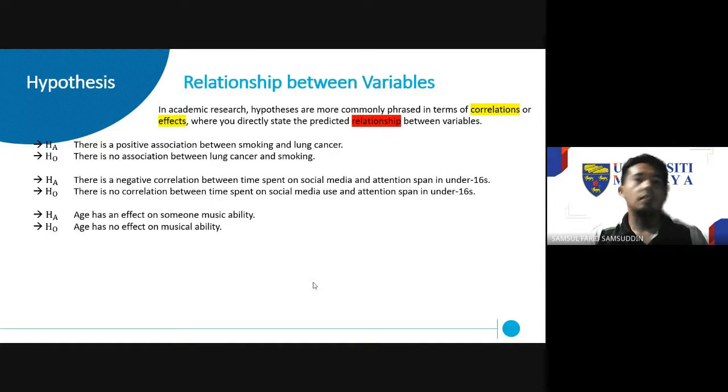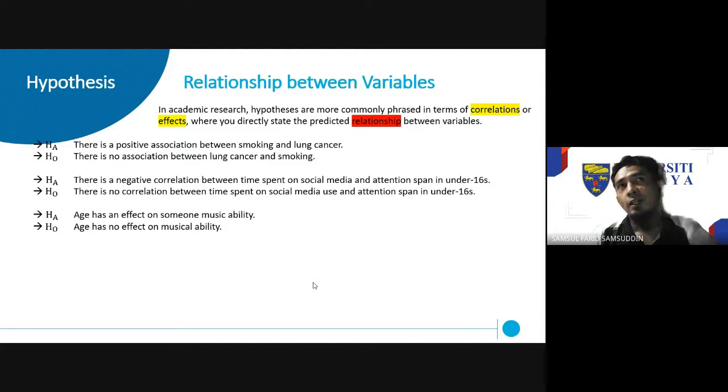So this is a research, right? So this is a type of relationship. As I mentioned before, the number one example is always the favorite example: there is no association between lung cancer and smoking. This one can be a kind of causal research design. Smoking can cause lung cancer. Is it true or is it not? So you have to do research.